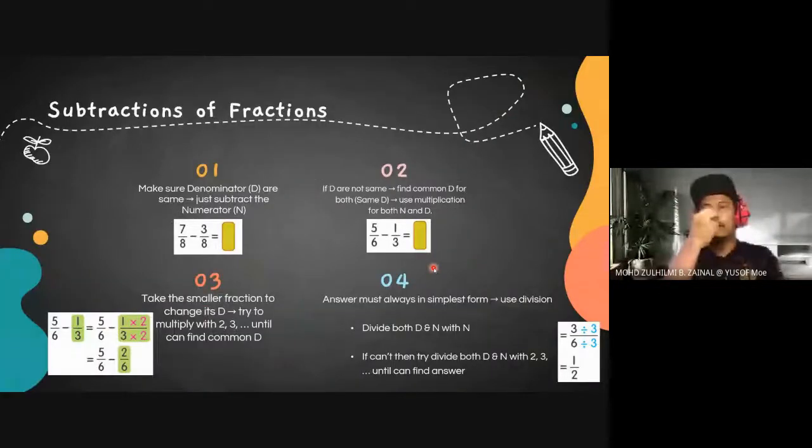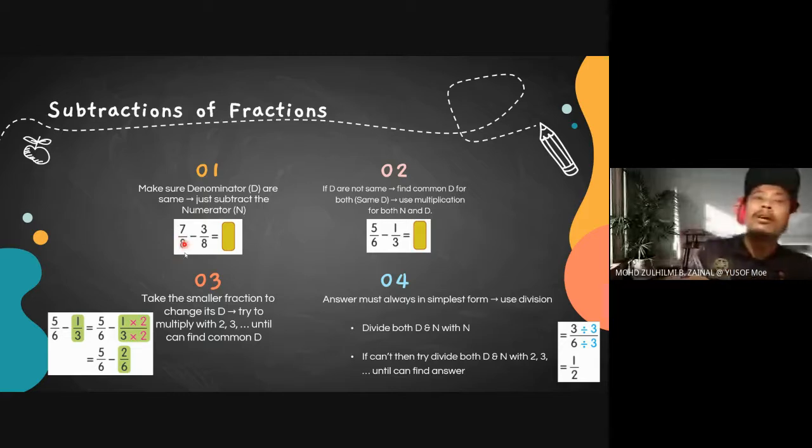Then, we are going to move to the next one, the most important one, which is the subtraction of fraction. Okay, for subtraction of fraction, steps dia sama je. Okay, ada beberapa steps. The first one, step yang pertama, make sure the denominators are same. Macam mana nak buat denominators are same? Kalau denominator dia dah sama, tengok je dulu. Yang pertama tak payah nak pening-pening, tengok dulu denominator ni.